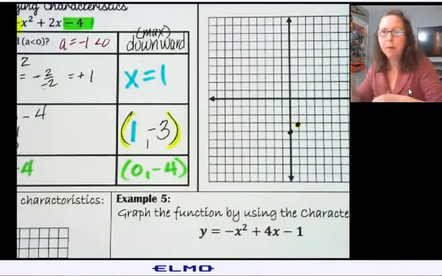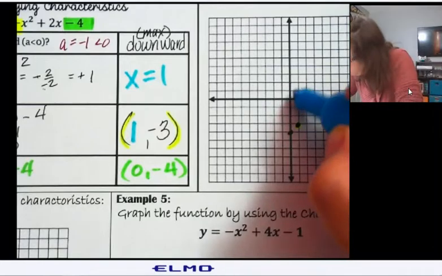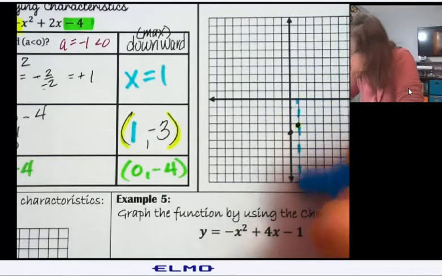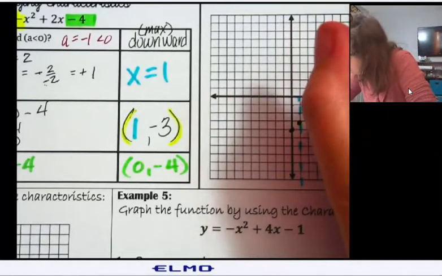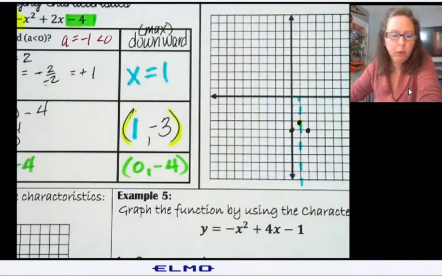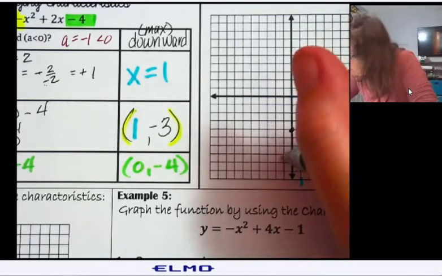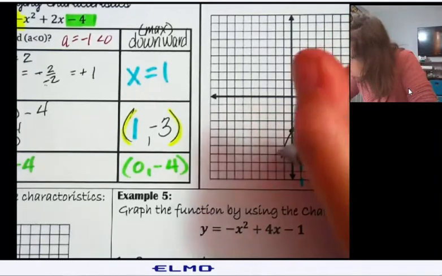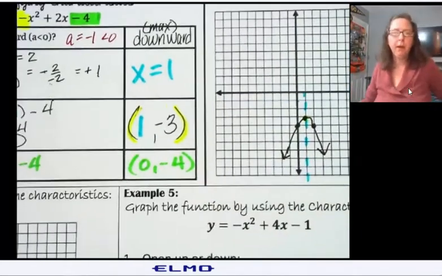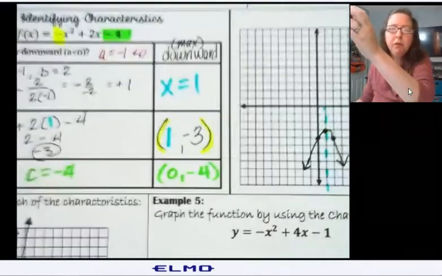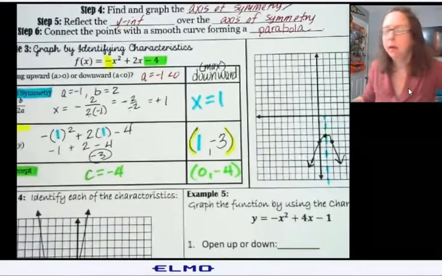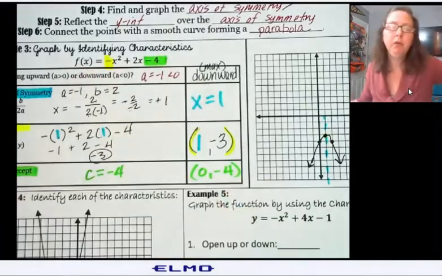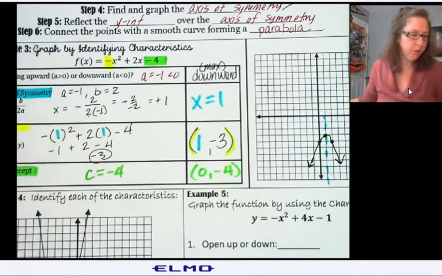Now let me go ahead and draw my axis of symmetry, because what we need to do is reflect the y-intercept over the axis of symmetry. And that will help us to see that this is going to be graphed this way. Okay, and that's it. We just graphed this using key features or characteristics that we can gain just by looking at the equation of a quadratic function in standard form. Today's focus is truly on standard form.